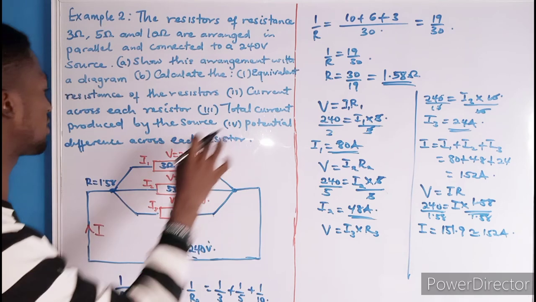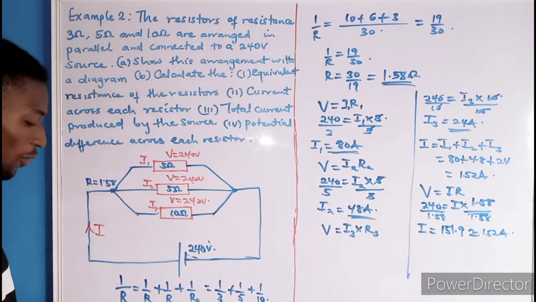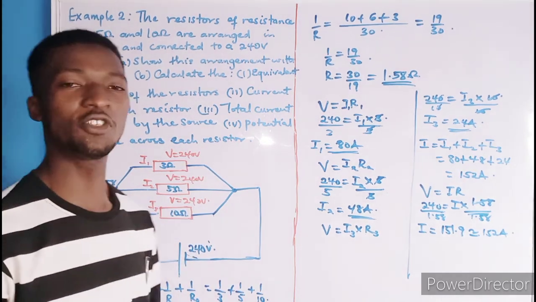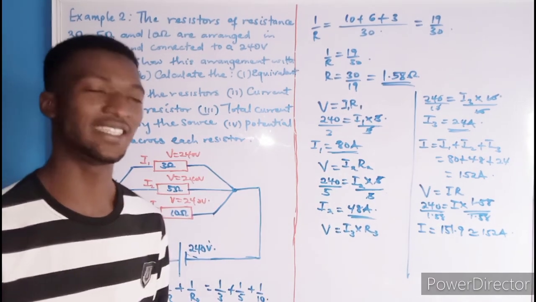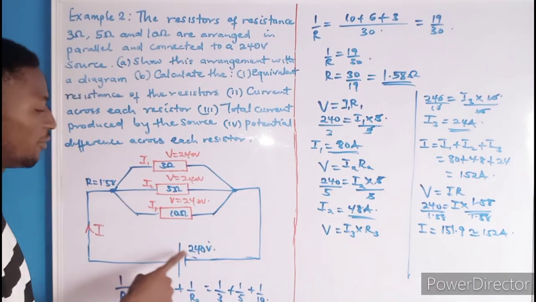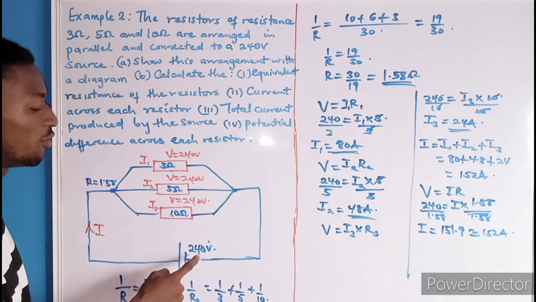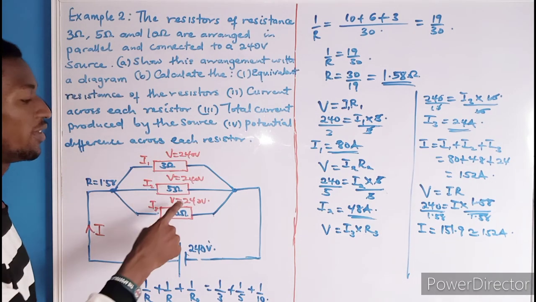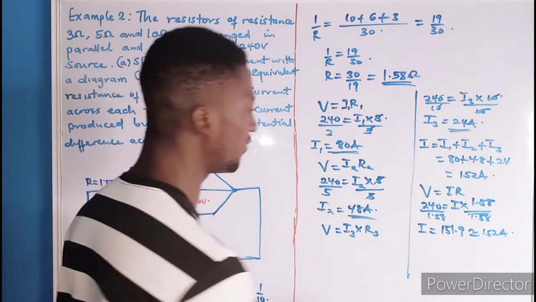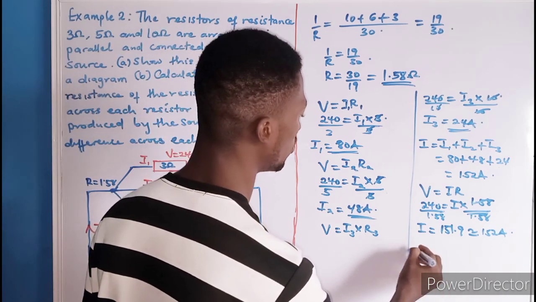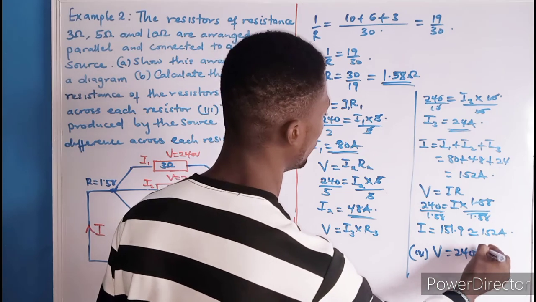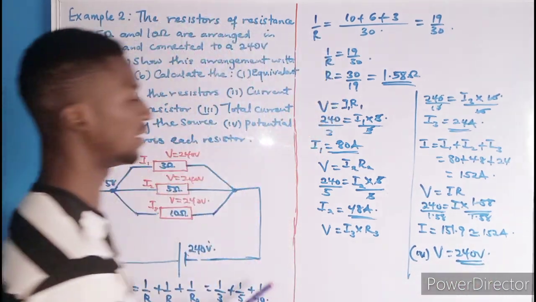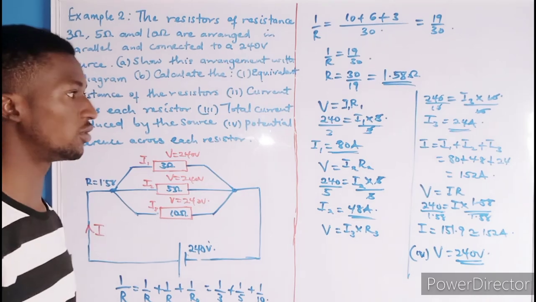Now the last question: we have to calculate the potential difference across the resistors. In this aspect, many students will fail this question because they will be looking forward to calculating. You don't need to calculate anything. We've said earlier that the potential difference produced by the source voltage is the same as the potential difference across each of the resistors, so for the last question, your potential difference V is equal to 240 volts. That's the answer. You don't need to calculate anything, it's 240 volts.